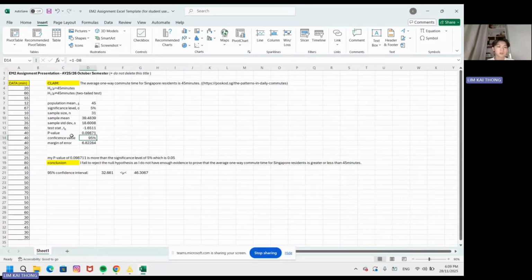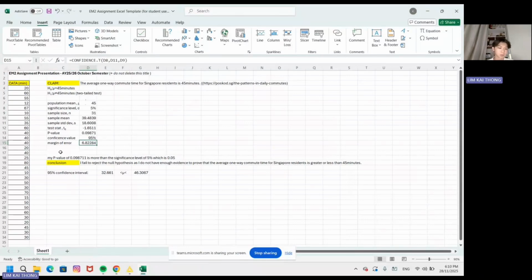And for my confidence level, it will be 1 minus D8, which is my significance level, which gives me 95%. In order to get my margin of error, I use the formula CONFIDENCE.T, D8, which is my significance level, comma D11, which is my sample standard deviation, comma D9, which is my sample size.